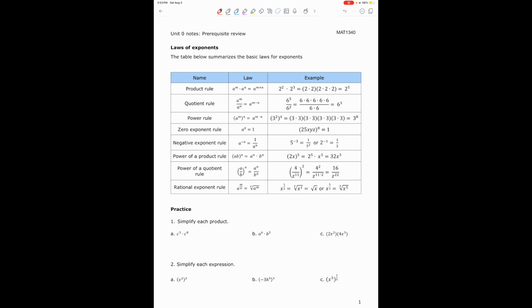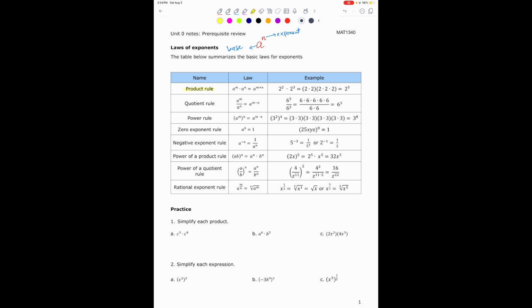If you have an exponential expression like a raised to the n power, then we are going to call the a the base and n is the exponent. Now let's go and cover the rules. The first rule is named the product rule.